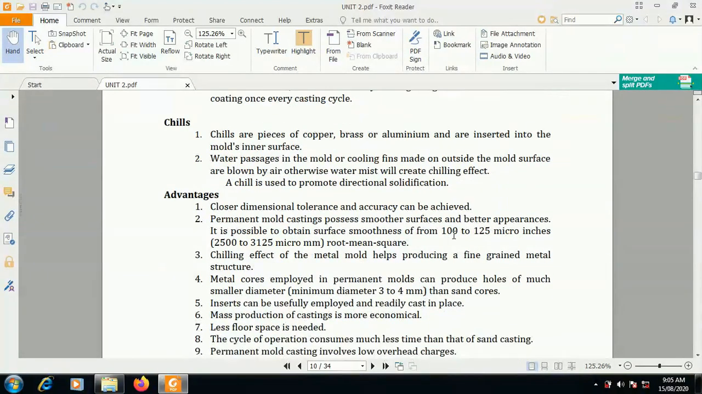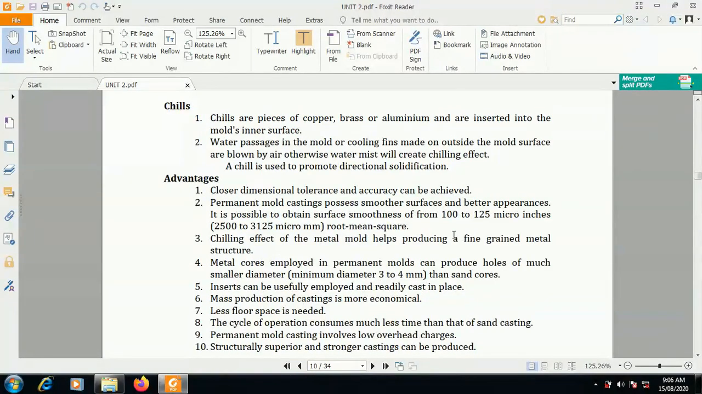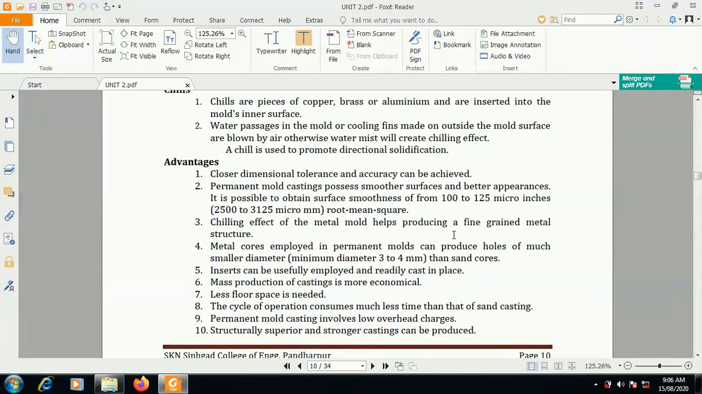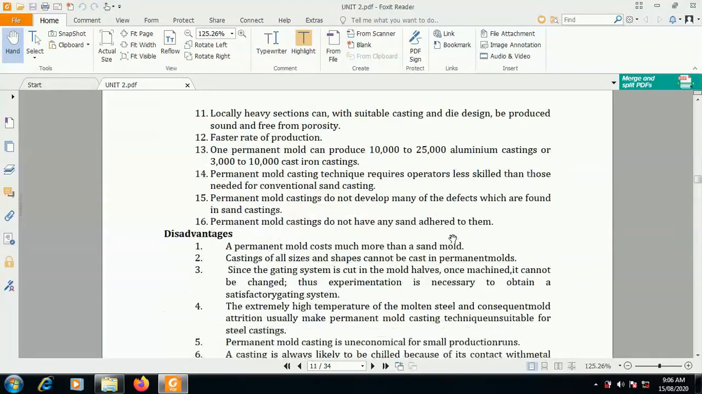Metallic cores employed in permanent mold casting can produce very small holes of diameter 3 to 4 mm. Mass production is more economical, and less floor space is needed. Again, the cycle of operation will take very little time in case of the permanent mold casting process, because here less manpower is required and the mold is very simple to operate. These are the advantages of this permanent mold casting process.